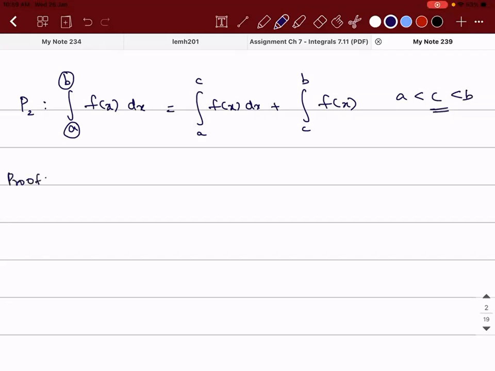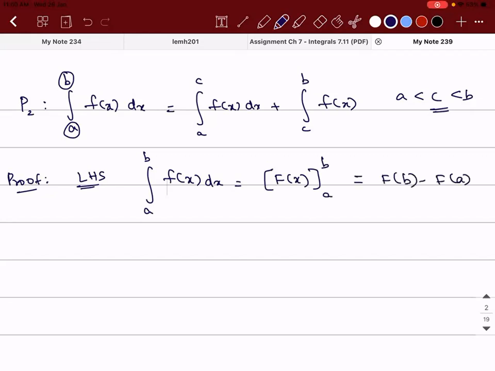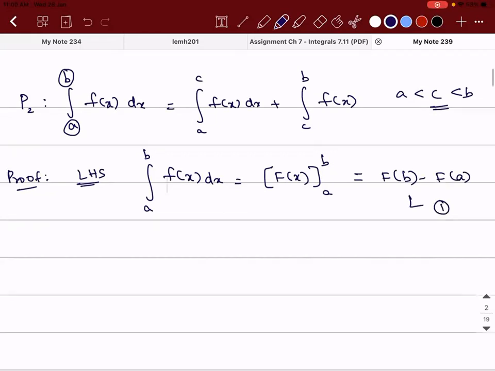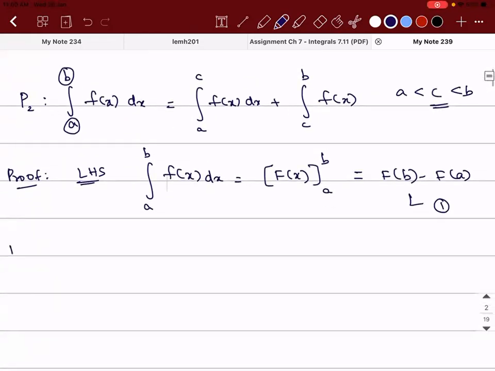Let us see the proof of it in terms of mathematics, that is in terms of derivation. At the same time, I'll explain you how this works in terms of graph as well. Okay. So if I take the LHS, then LHS is integral of A to B f of x dx, which is going to be capital F of x between the limits A to B. So this will be capital F of B minus capital F of A. Let me call this as equation number 1. Similarly, if I take the RHS, then it is going to be something like this. Integral of A to C f of x dx is equal to the same antiderivative capital F of x between the limits A to C.